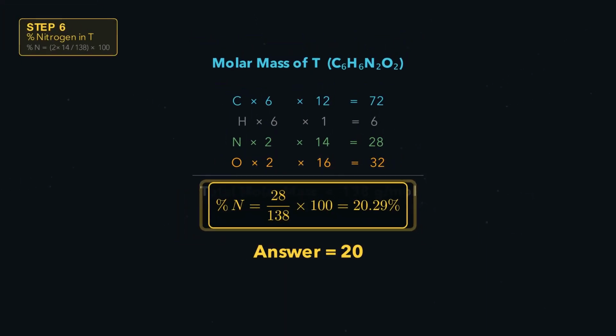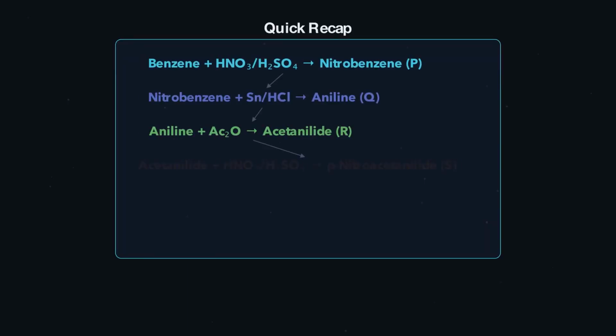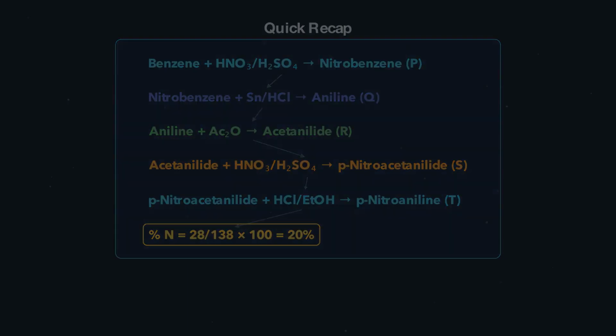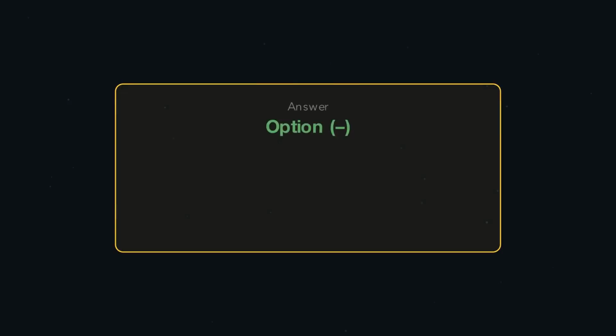The final step hydrolyzes the amide bond. Acid and ethanol at heat cleaves off the acetyl group. Neutralizing the pH frees the amine. Product T is para-nitroaniline. The amino group is restored, and the para-nitro group stays.